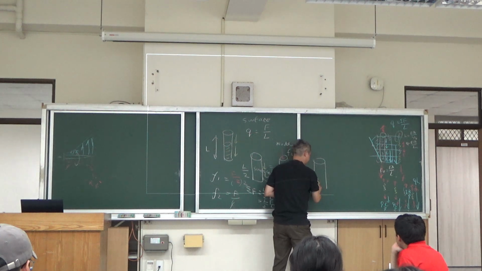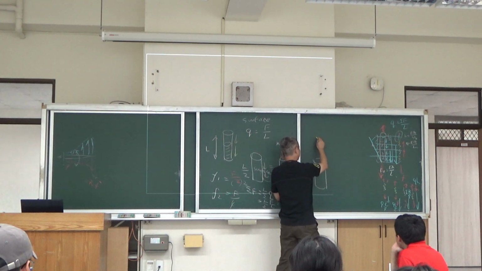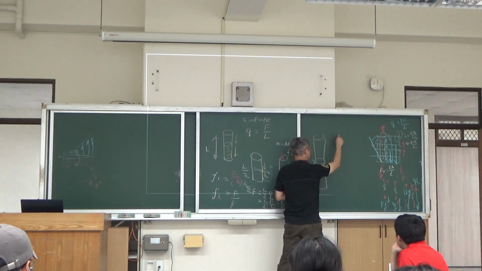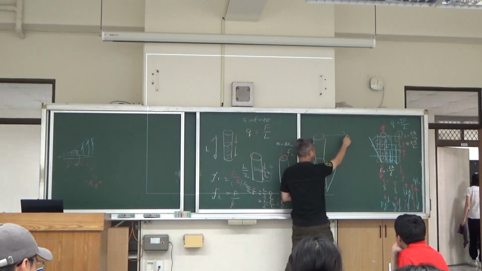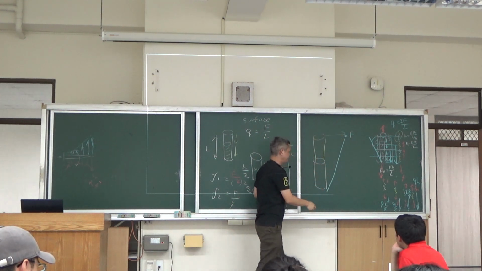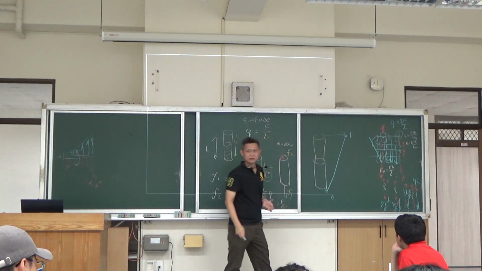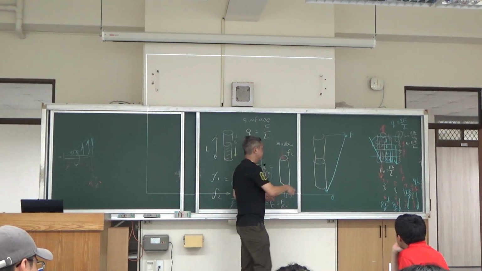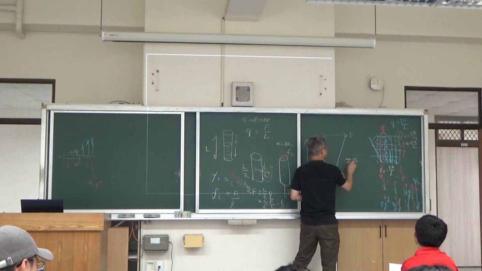What happens if the force distribution is linear? Okay? If this is the maximum force at the top and the bottom is 0 along the full length, how much is the total force applied on the surface?